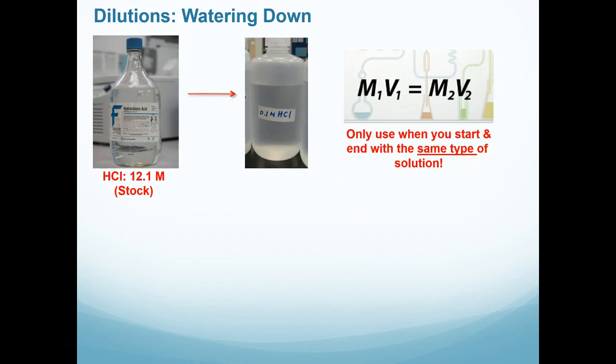Okay, so only use this when you start and end with the same type of solution. It's such a common mistake. These are going to be our initial conditions that we're starting with, or our stock solution, our molarity and our volume. Sometimes you'll also see this written as C1V1 equals C2V2. It's exactly the same. And then these are the conditions we want to go to. So what concentration, molarity, do we want to make, and what volume of that solution do we want to make.